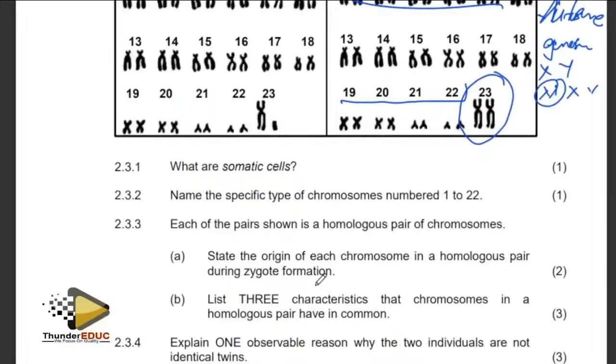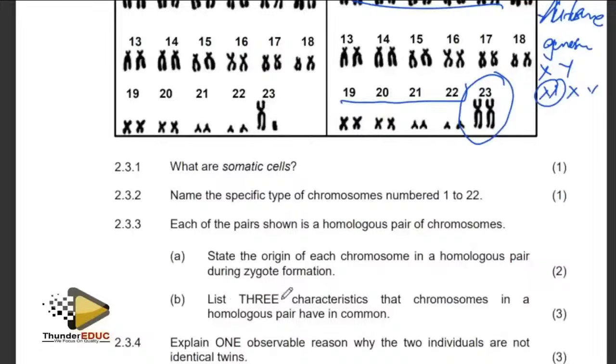Definitely, one came from the nucleus of the ovum, another one came from the nucleus of the sperm. Meaning that one chromosome came from the mother, and the other chromosome came from the father. One came from the nucleus of the ovum, this one came from the nucleus of the sperm, and then fertilization took place, and a zygote was formed. That's what they are looking for.